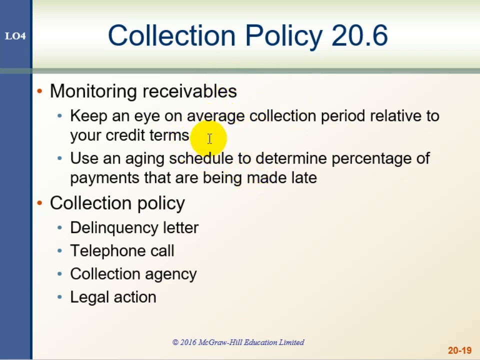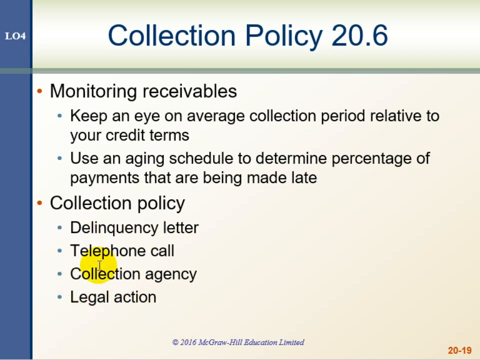So in monitoring the receivables, if you find some that are not being paid on time, then you have to implement the collection policy. You might start with a delinquency letter, then you might make a telephone call, then you might pass them over to a collection agency, which will send them a delinquency letter and a telephone call. If they still don't pay, you might call the lawyer. The lawyer will send them a delinquency letter and a telephone call. And if they don't pay, you have to decide whether the balance is large enough to warrant keeping your lawyer involved at the exorbitant fees that lawyers charge. And so that's kind of the process that you would use.